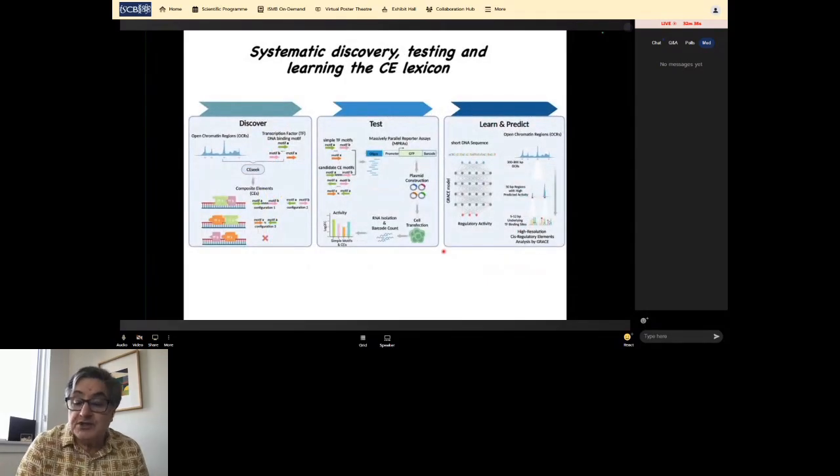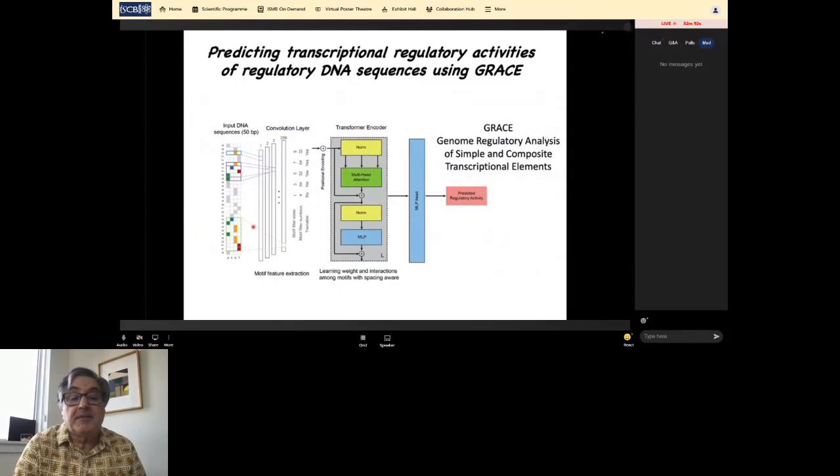The last part of the strategy involves now learning from these very large, massively parallel reporter assays and using a neural network model to train on these individual DNA sequences and their transcriptional activities, of course, that are measured. So what we want to do in this case is to extract the features of the motifs that are contributing to activity, as well as to learn the weights or the interaction rules amongst the motifs. So the model has to be aware of spacing since stereospecific juxtapositioning is a key feature of these CEs.